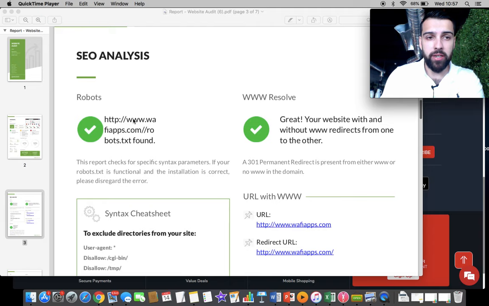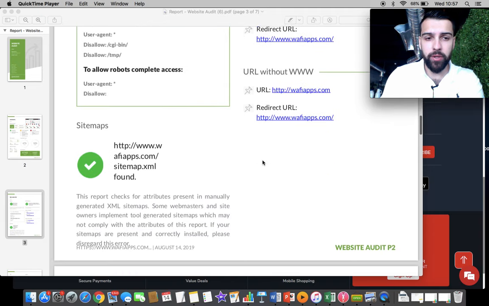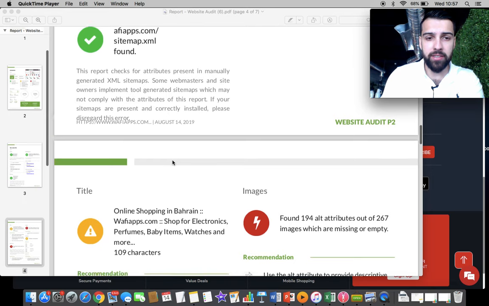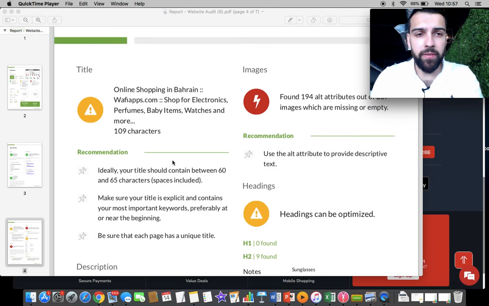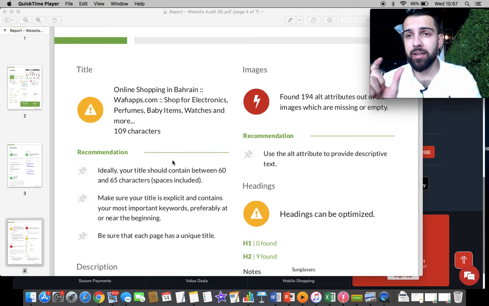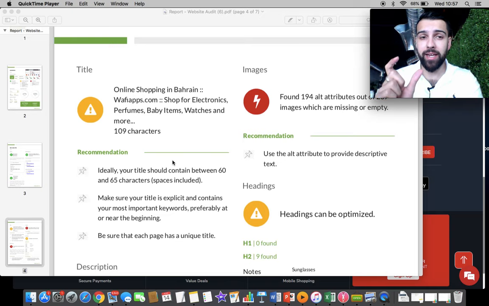So everything's looking okay here, your robots are good, your results are quite good as well, your sitemap is fine. Now your titles on the actual website are 109 characters, and ideally should be a little bit shorter. Your title has to be explicit with the most important terms, so instead of keyword spamming, what you're looking for here is a title that describes it in the shortest possible terms.